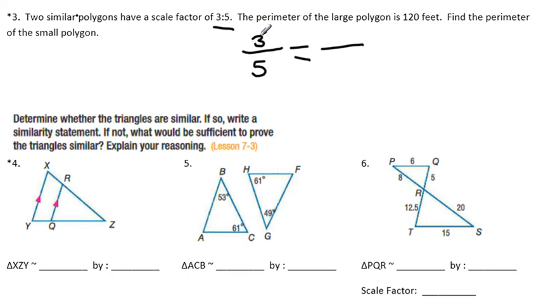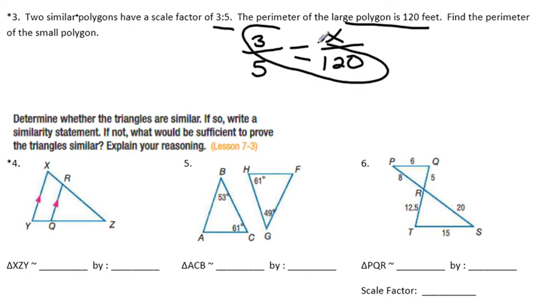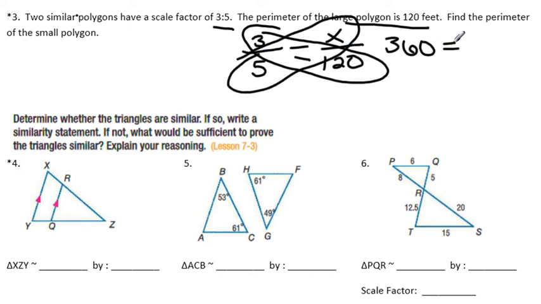Well, if you notice 3 to 5, 3 would represent the smaller polygon, 5 would represent the larger. So we're going to put the perimeter of the larger polygon, 120, on the denominator. And the perimeter of the smaller polygon will go on the numerator, and we'll call it x. So cross multiplying, we take 3 times 120, which is 360, and that equals 5 times x, which is 5x. Divide both sides by 5, and we get x equals 72.